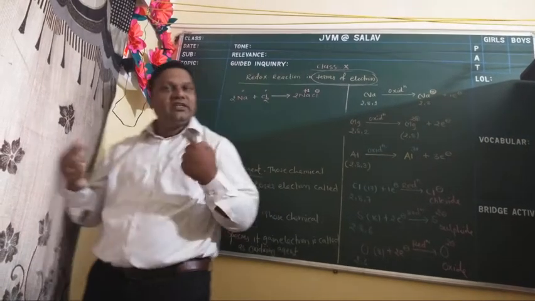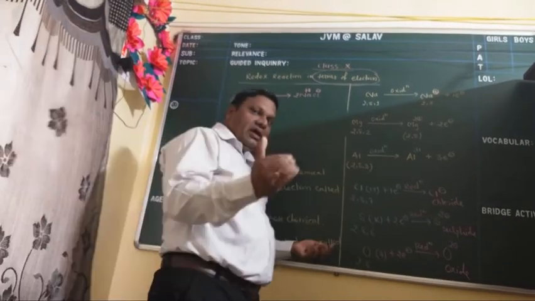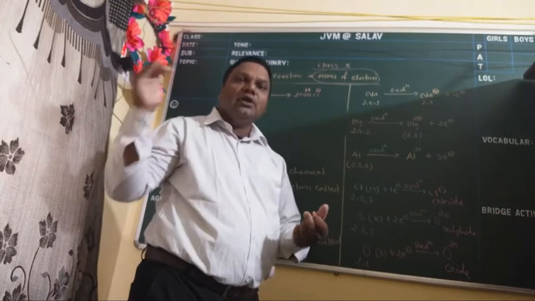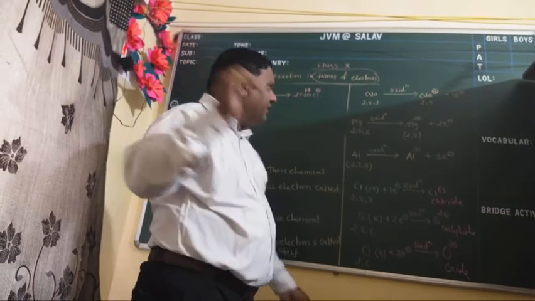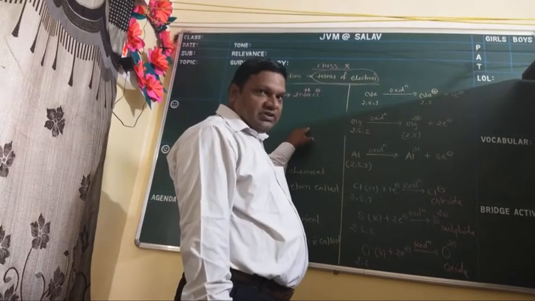We already studied in class 9, and on the basis of number of charge, we have to say that it is a monovalent cation, bivalent cation, trivalent cation, etc. Is it clear, the terms?